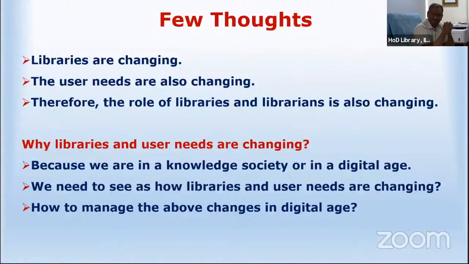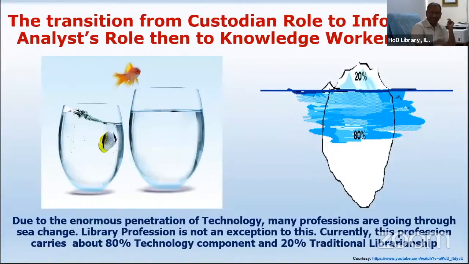So these are a few thoughts in my mind: libraries are changing, and user needs are also changing. Therefore, the role of libraries and librarians is also changing. Why are libraries and user needs changing? Because we are in a knowledge society or in a digital age. We need to see how libraries and user needs are changing, and how to manage these changes in the digital age.